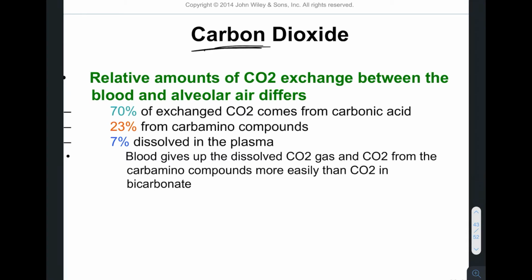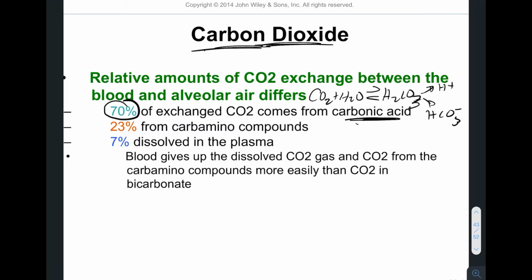There are 3 ways in which carbon dioxide gets transported inside the blood. 70% of it is from carbonic acid. Just to remind you, this is when carbon dioxide and water combine to make carbonic acid, H2CO3, which splits into acid, H+, and bicarb, HCO3-. So basically we're taking the CO2, which is in a gas state, and masking it to make it soluble inside the blood through this carbonic acid.